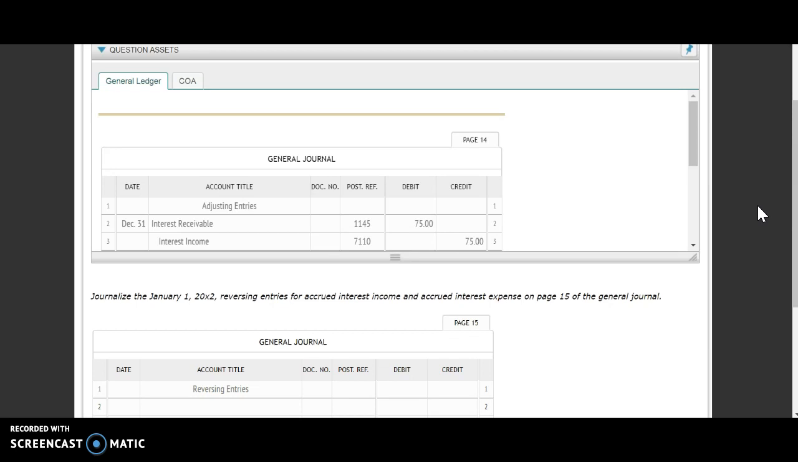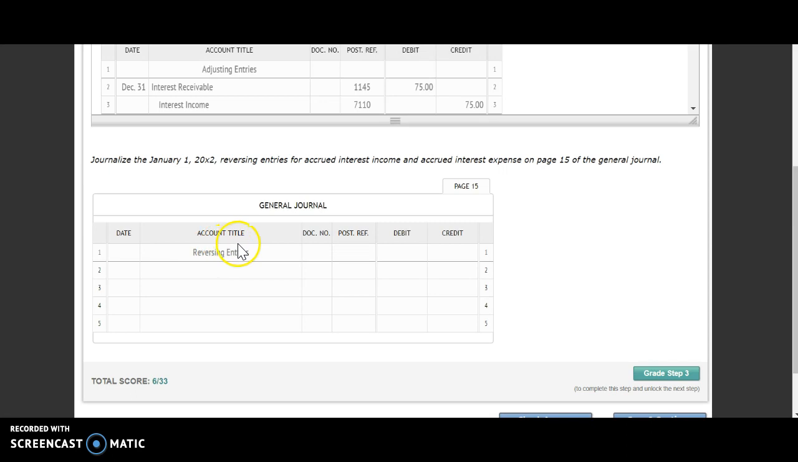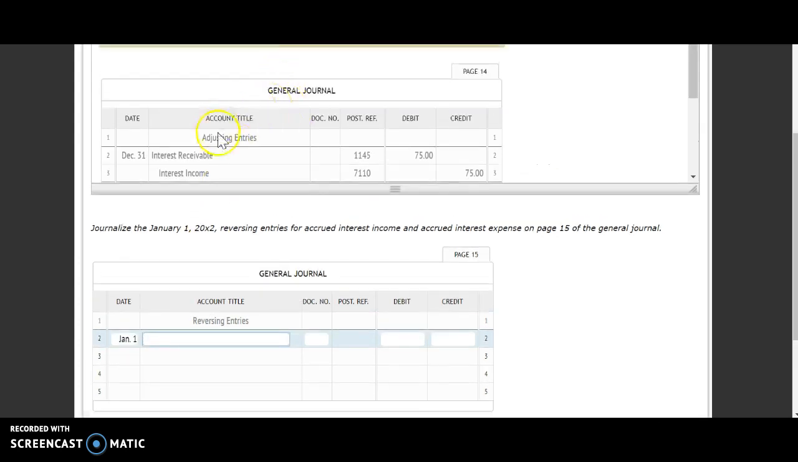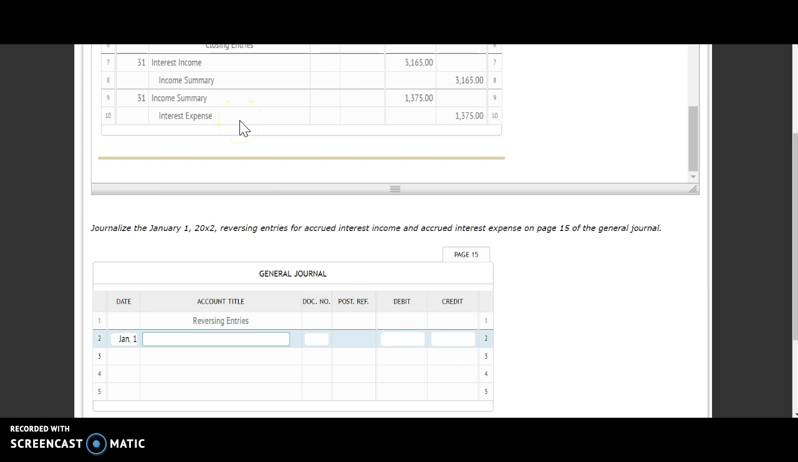It tells us that we're going to journalize the January 1st 20x2 reversing entries for accrued interest income and accrued interest expense on page 15 of the general journal. They already have it labeled for us for reversing entries. I'm going to go ahead and just put in the date right away, January 1st. They do show us our general journal from December 31st, those adjusting entries and those closing entries.